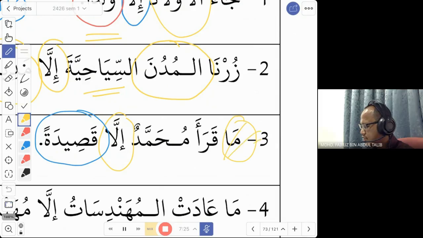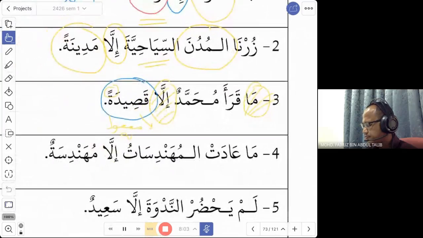First, as we have done, how do you know the position of the word? You remove the word ma and also the word illa, and then we read the sentence. Qara'a Muhammadun. Muhammad read. What did he read? Read qasidatan. Yes, so this is the maf'ulun bih. So maf'ulun bih is always mansub. That is why we read it with a fathah. Ma qara'a Muhammadun illa qasidatan. So qasidatan here is mansub not because of illa, but because it is maf'ulun bihi. Okay, that is number 3.